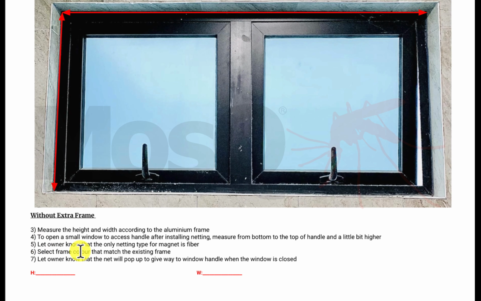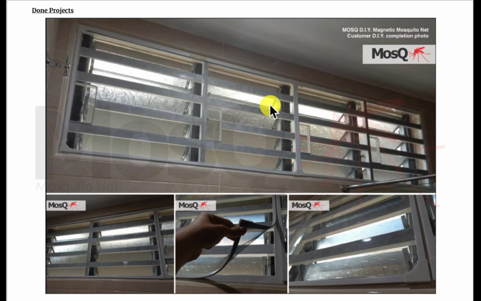After that, let the owner know that the only netting type for magnet is fiberglass. Then select the frame color that matches the existing frame. Also, let the owner know that the net will pop out to give way to the window handle when the window is closed. So this is the done project.